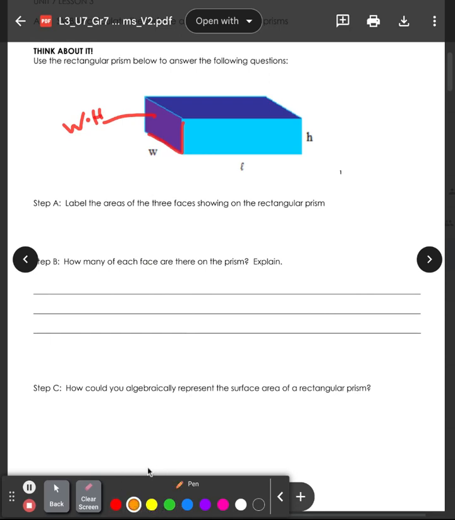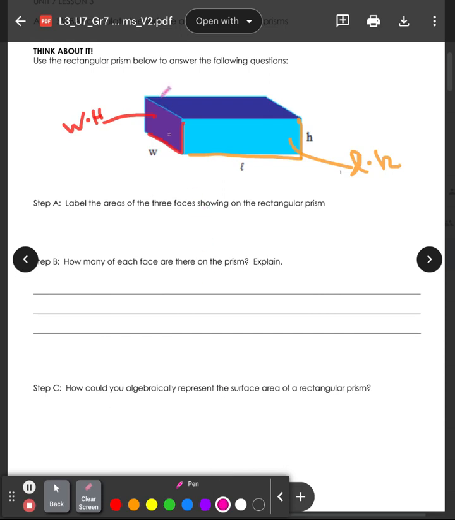Whereas the area for this face here, which we can see is the length of the rectangular prism, is the length times the height. So to find the area, whatever the length is, and you'll see that they put the L in cursive so that we recognize that it's an L and not accidentally a 1. So it would be length times height.